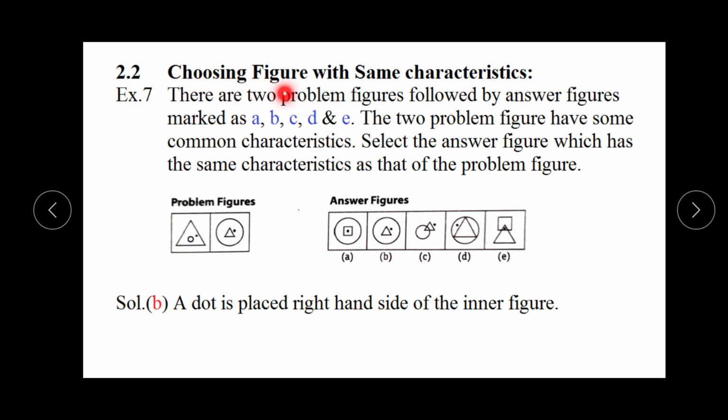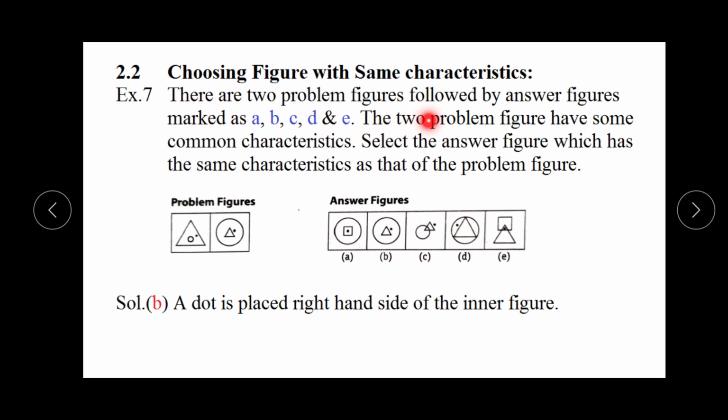The second one is choosing the figure with the same characteristics. There are 2 problem figures followed by answer figures marked A, B, C, D and E. The 2 problem figures have some common characteristics. Select the answer figure which has the same characteristic as that of the problem figures.